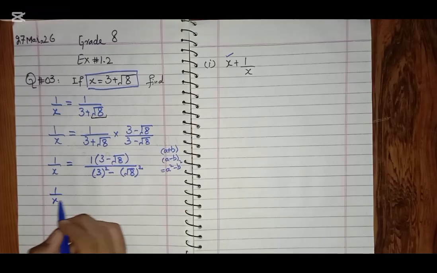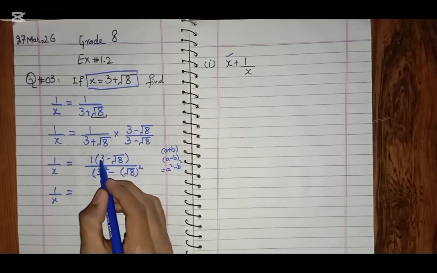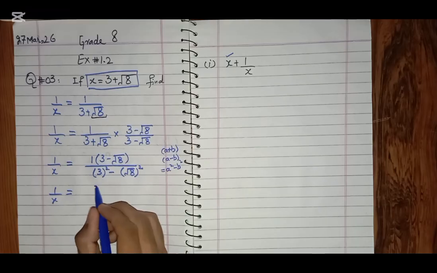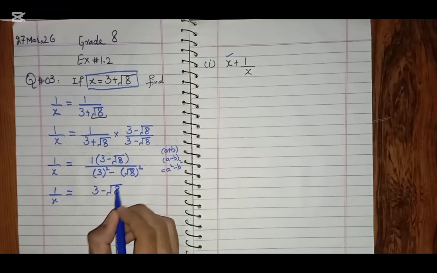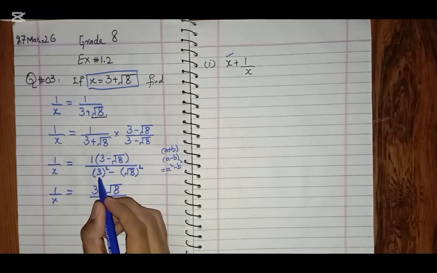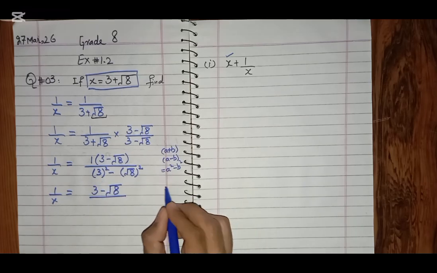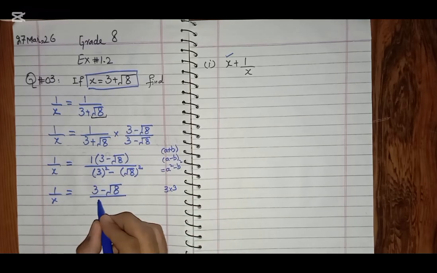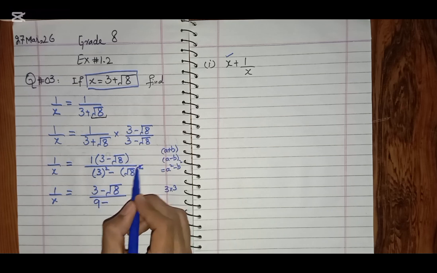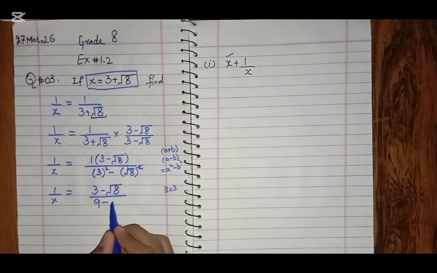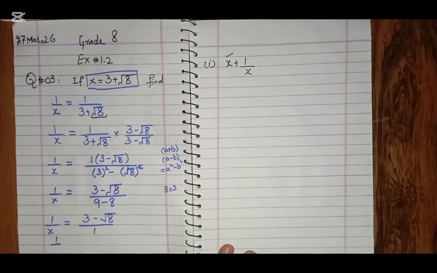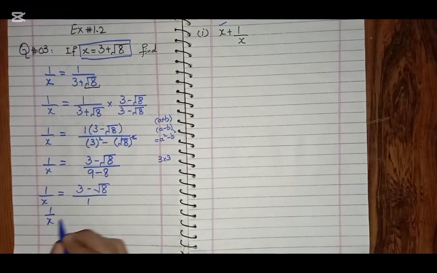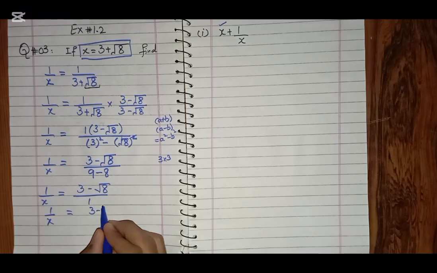When you simplify it, 1 multiplied by 3 as it is and 1 multiplied by square root 8, your answer will be the same, 3 minus square root 8 as it is. The square of 3 does not mean 3 multiplied by 2. Basically it means 3 multiplied by 3. So the answer will be 9. And this square cancels with the square root and you get 8 there. And the value of 1 over x will be 3 minus square root 8 over 9 minus 8, which is equal to 1. Then 1 over x is equal to 3 minus square root 8.